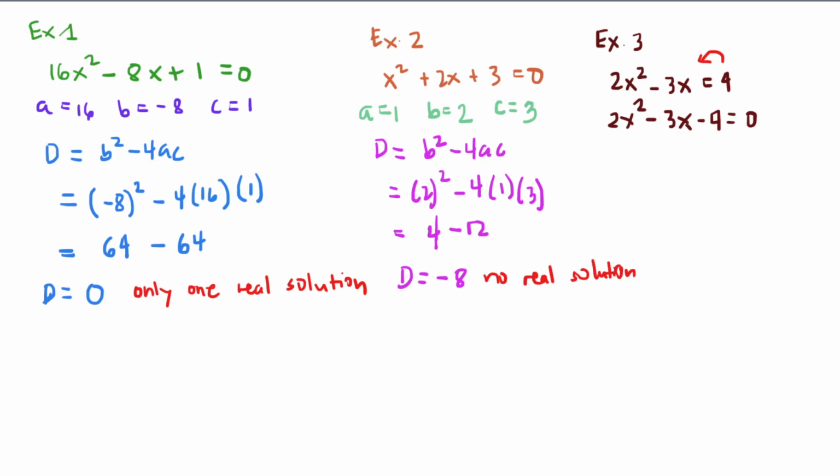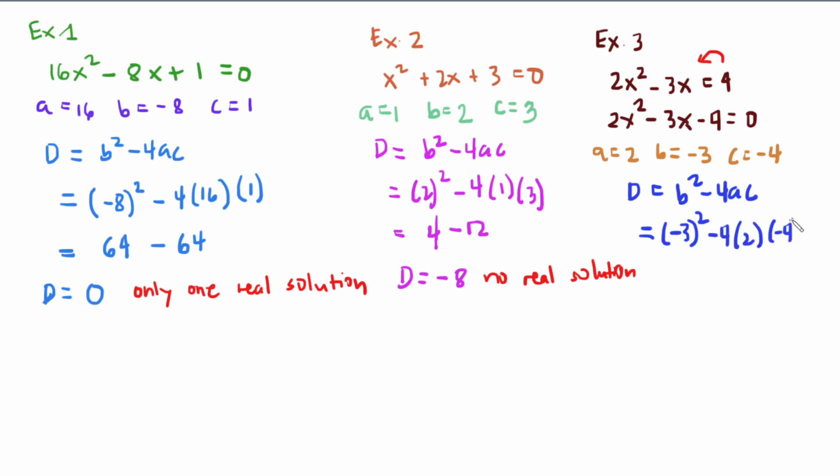And then we proceed with determining our a, b, and c. So a is 2, b is negative 3, c is negative 4. Then apply the formula. So our formula is D is equal to b squared minus 4ac. And then let's substitute the values. So we have b is negative 3 squared minus 4, a is 2, c is negative 4.